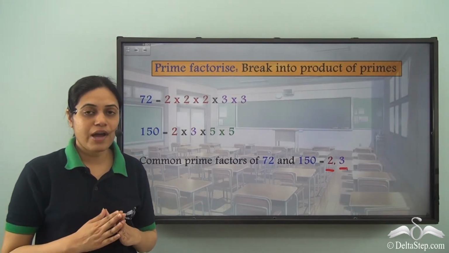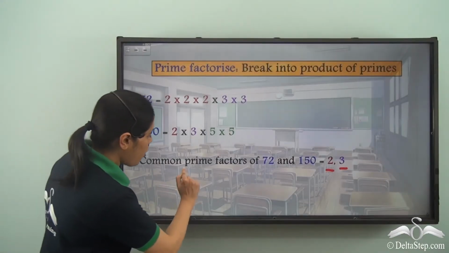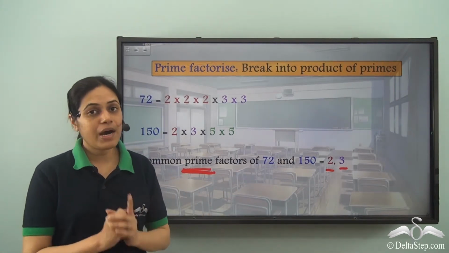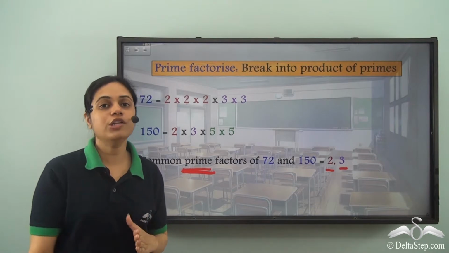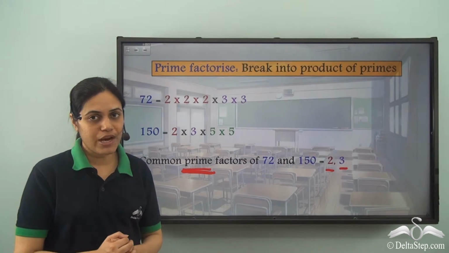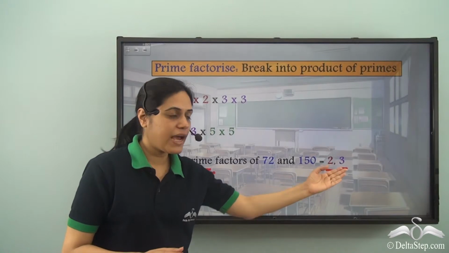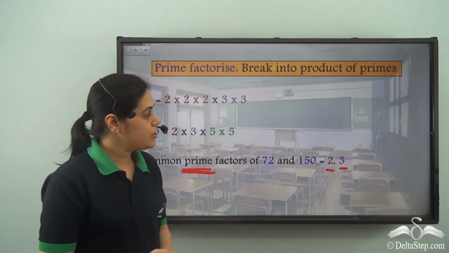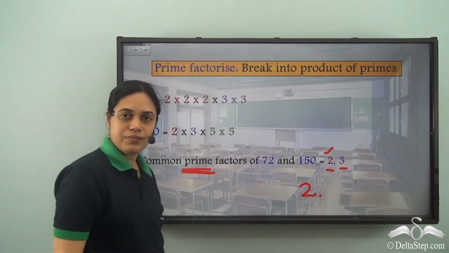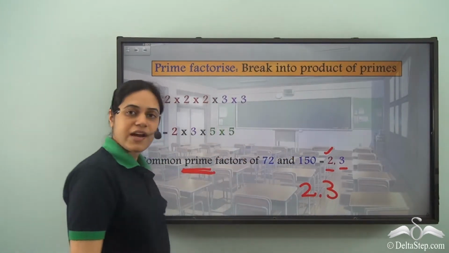But I want to find all the common factors. These are only the common prime factors, but I need to find all the common factors, be it prime or non-prime. So how can I do that? First I need to consider the common prime factors one by one. So first I consider 2. So 2 is a common factor. Then I consider 3. So 3 is a common factor.